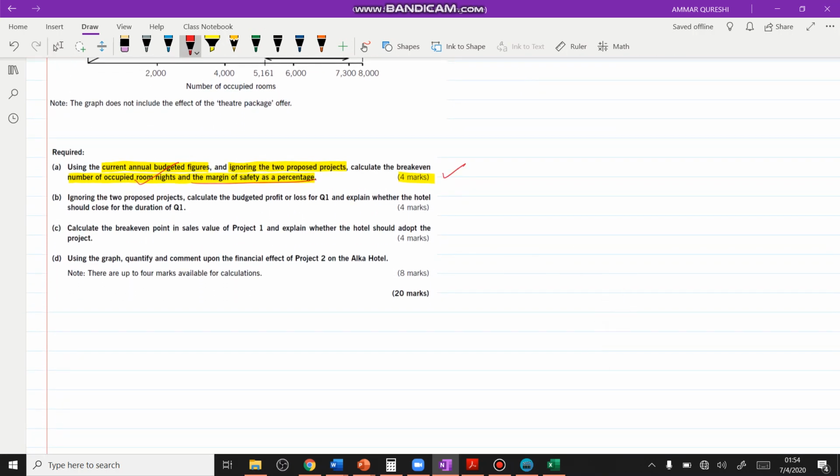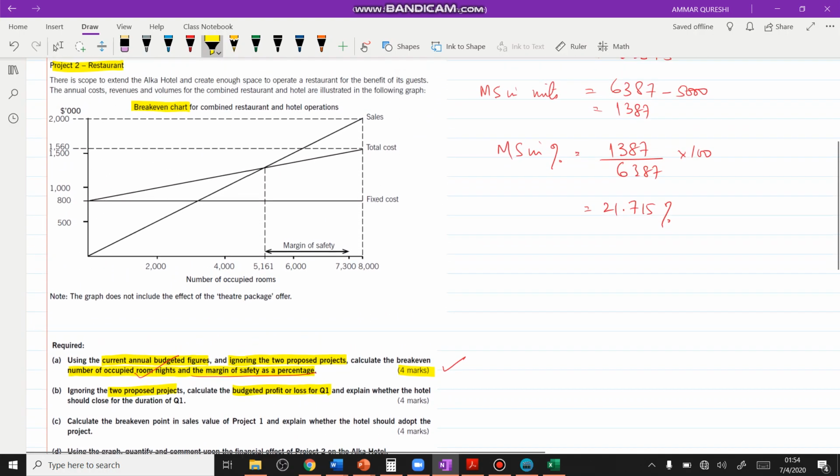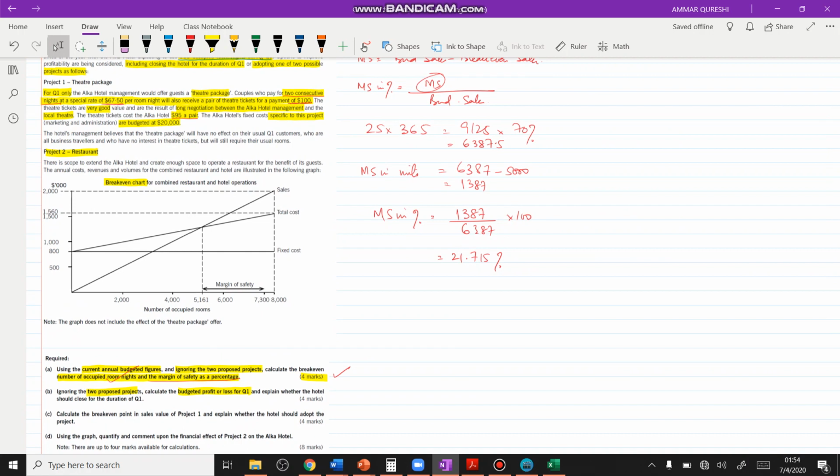Now, what is the next point? Next point, ignoring the two proposed projects. Again, you have to ignore the two projects. Calculate the budgeted profit or loss for quarter number one and explain whether the hotel should be closed for quarter number one or not. So we just have to calculate budgeted profit for quarter one, right? So we are going to start with question B. We can do it on Excel as well. Let's try to follow some Excel. What is the next requirement? Calculate the budgeted profit or loss for quarter number one, right?